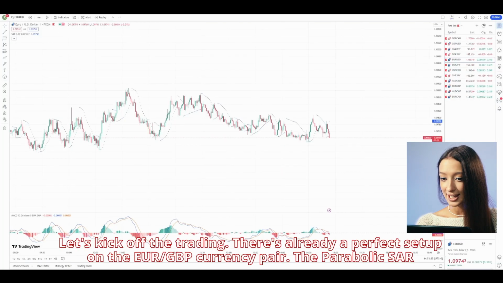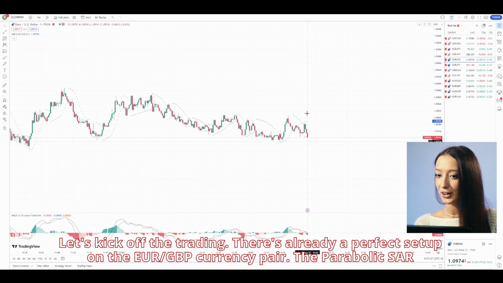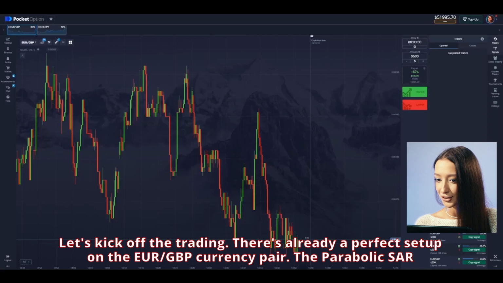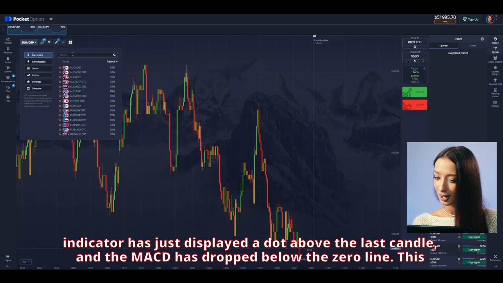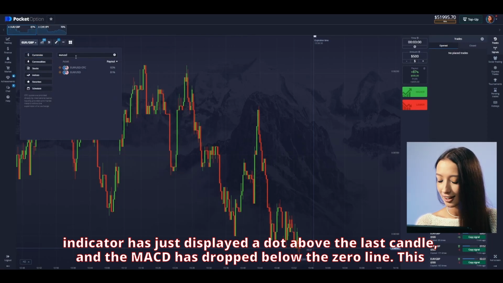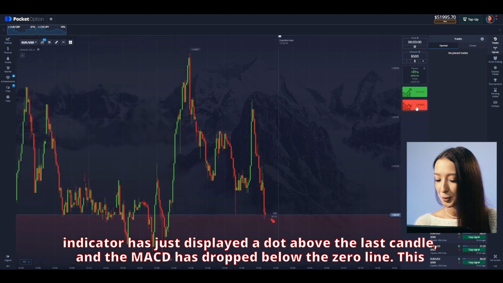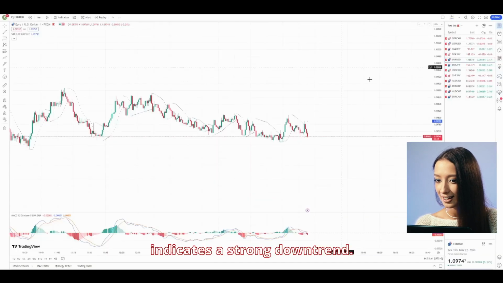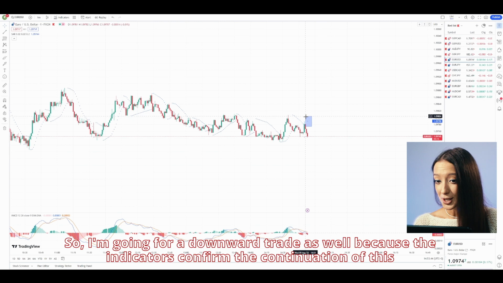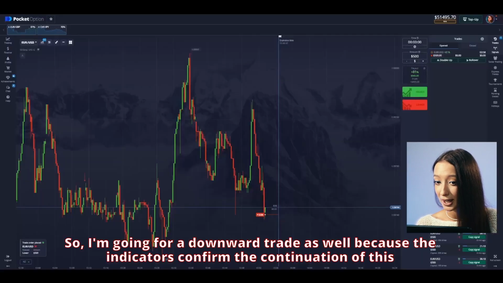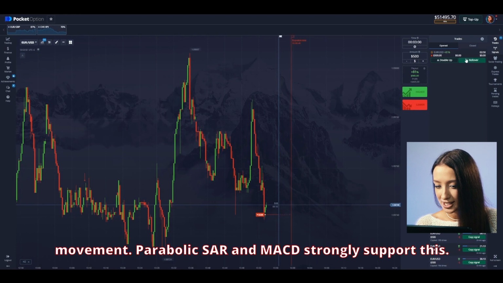So let's kick off the trading. There is already a perfect setup on the EUR/GBP currency pair. The parabolic SAR indicator has just displayed a dot above the last candle, and the MACD has dropped below the zero line. This indicates a strong downtrend. So I'm going for a downward trade as well, because the indicators confirm the continuation of this movement. Parabolic SAR and MACD strongly support this.